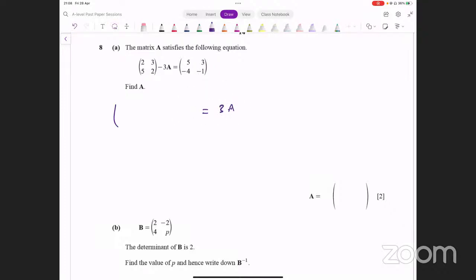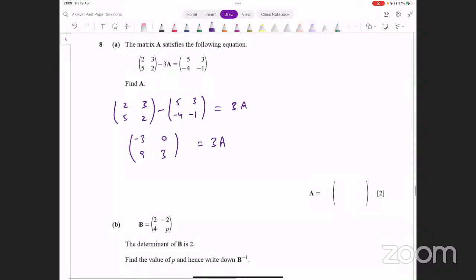3A equals 2, 5, 3, 2 minus 5 minus 4, 3 minus 1. All you have to do now is subtract corresponding components. Corresponding components को आप subtract कर दें. 2 minus 5 is going to be minus 3. 3 minus 3 is 0. 5 minus minus 4, that's 5 plus 4, that's 9. 2 minus minus 1, that's 2 plus 1, that is 3.